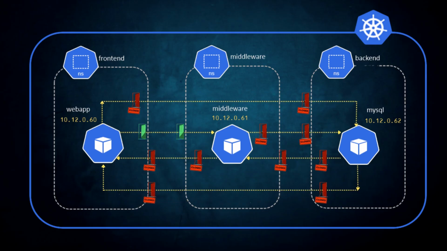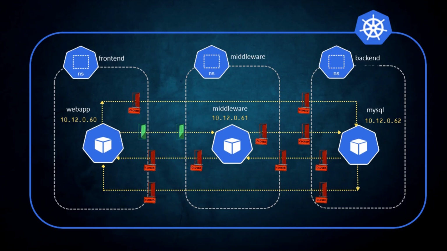Let's bring up our visual representation to see which virtual doors we need to open now. Right now, we already have two doors unlocked. Front-end egress, which means the web app can send traffic out towards the middleware, and middleware ingress, which means the middleware can receive traffic coming from the front-end.